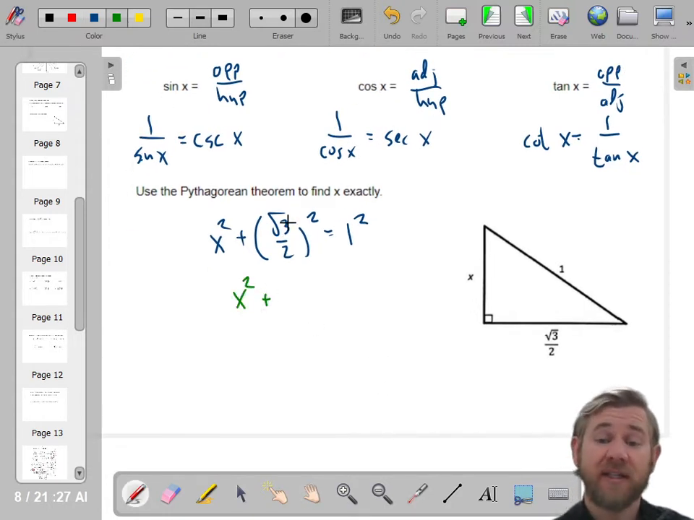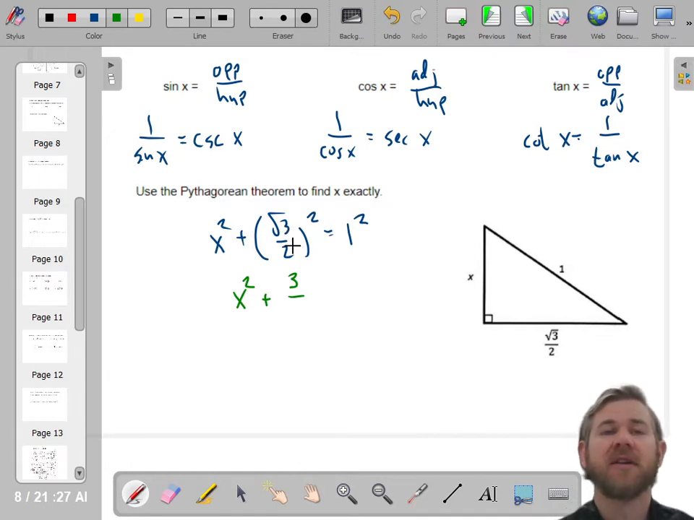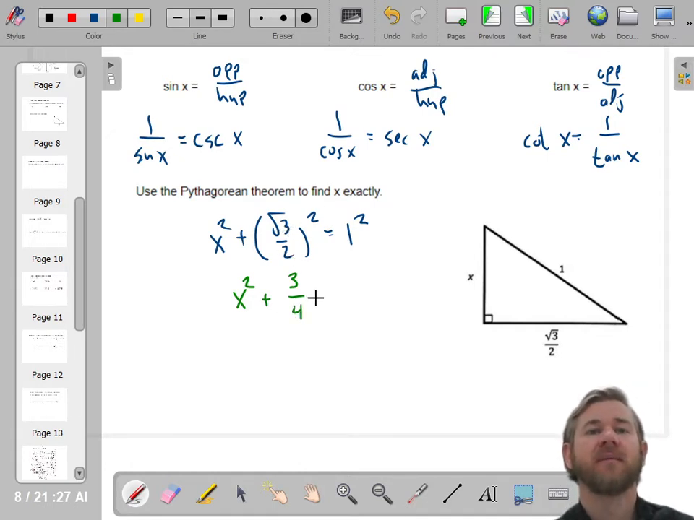When you square a fraction, you're going to multiply the top times itself and the bottom times itself. So the radical 3 times radical 3 is radical 9, which is just 3. When you square a square root, you just get the radicand, the part underneath. 2 squared is 4, and 1 squared is 1. Now, you want to get x squared by itself.